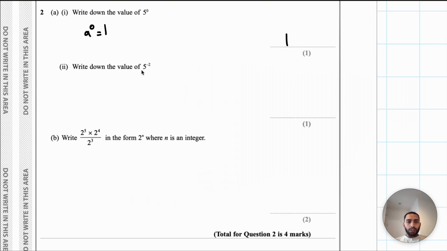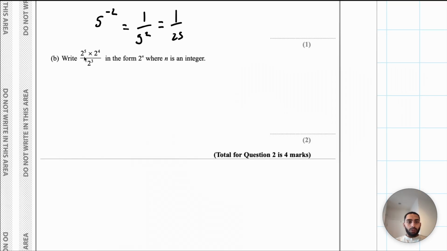Part 2, write down the value of 5 to the negative 2. So this time we have a negative indice, so the first thing that I need to do with this is flip it. That will get rid of that negative, so it becomes 1 over 5 to the power of 2. 5 squared is just 5 times 5, so that would be 1 over 25.